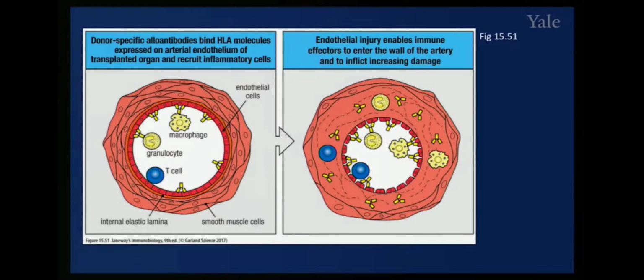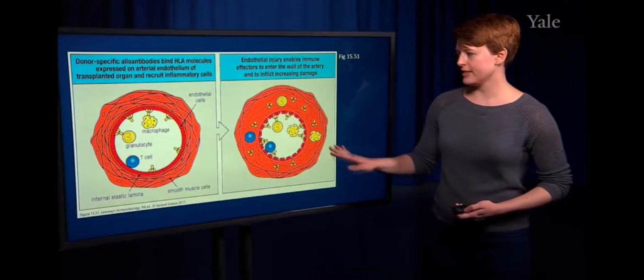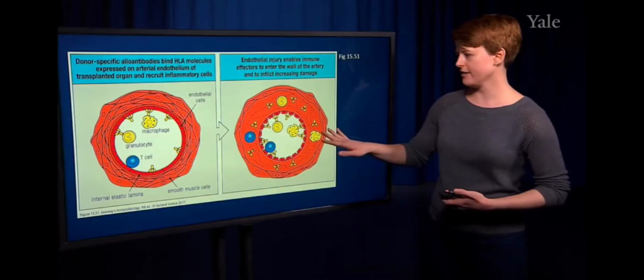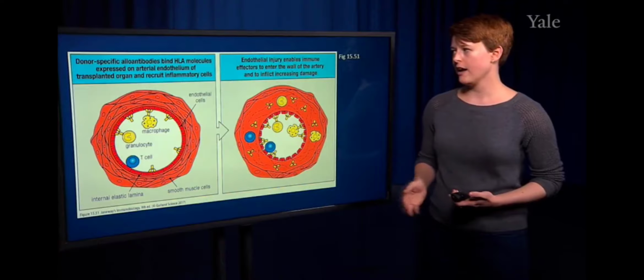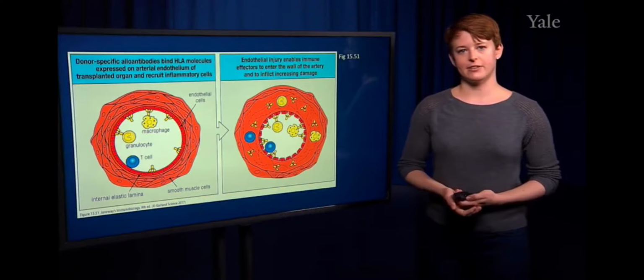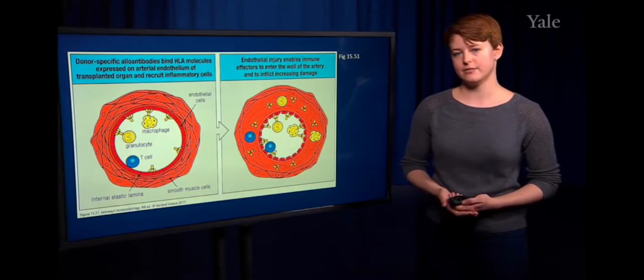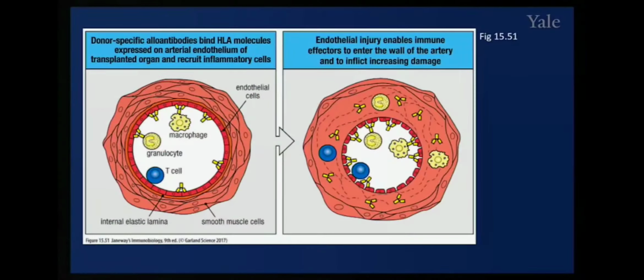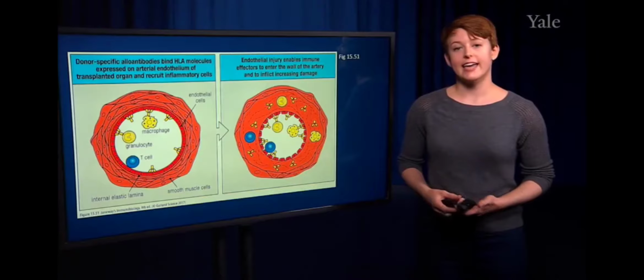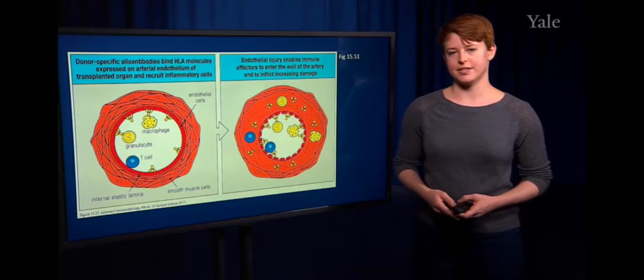Over time, this chronic small injury will lead to the buildup of collagen in the endothelial vessels, which narrows those vessels, you can see here, and also causes an inflammatory cell influx into those walls. And this leads to artery damage and can cause the potential eventual rejection of the organ.